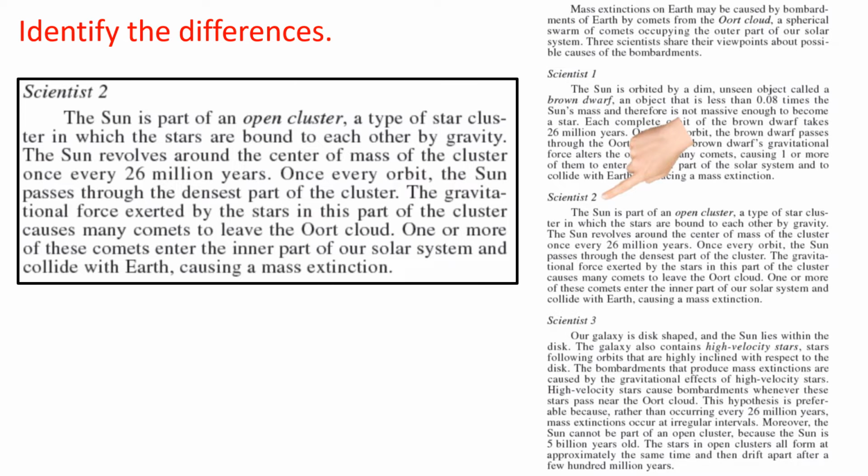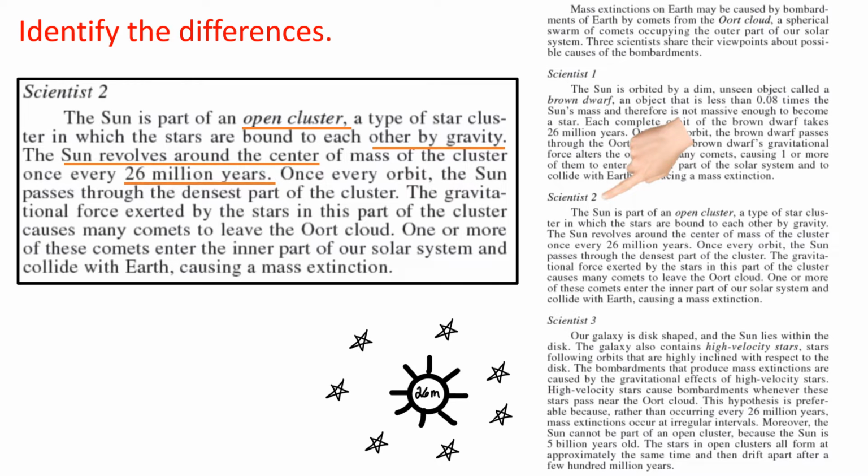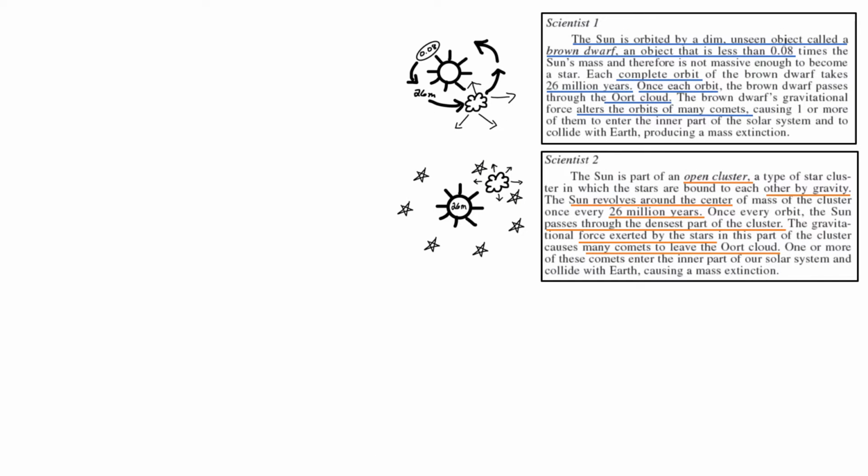Scientist 2. The sun is part of an open cluster of stars in which the stars are bound to each other by gravity. So I just drew a cluster of stars, and then the sun revolves around the center of the mass once every 26 million years. That's similar to scientist 1, both had 26 million years. Once every orbit, the sun passes through the densest part of the cluster. So the gravitational force exerted by the stars in this part of the cluster causes many comets to leave the cloud. So it's similar to scientist 1, but a little bit different. So there's my drawings.